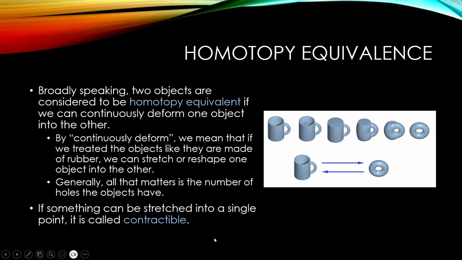If something can be stretched into a single point, it is called contractible. In the case of the donut and the coffee cup, they are not contractible. We can turn one into the other, but we can't turn them both into a point.